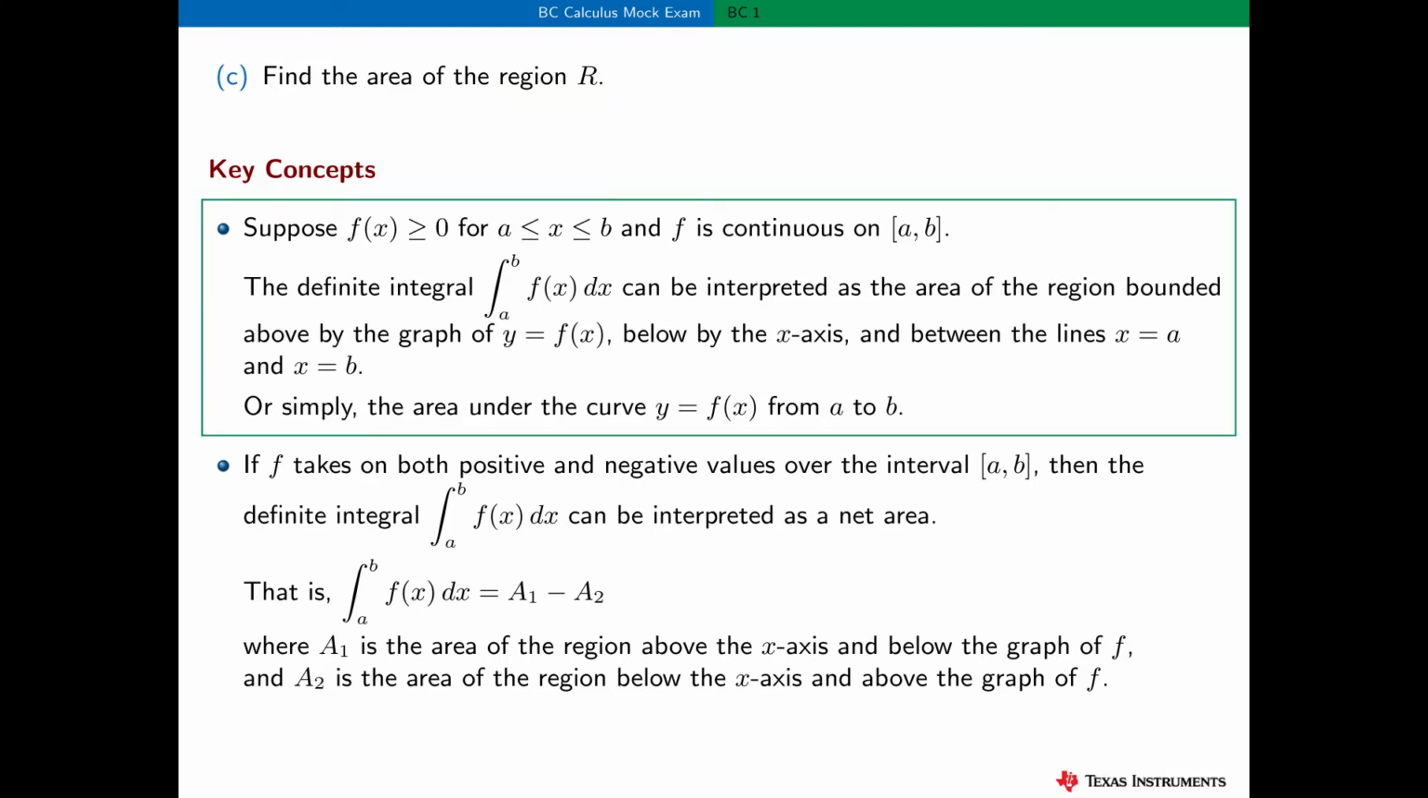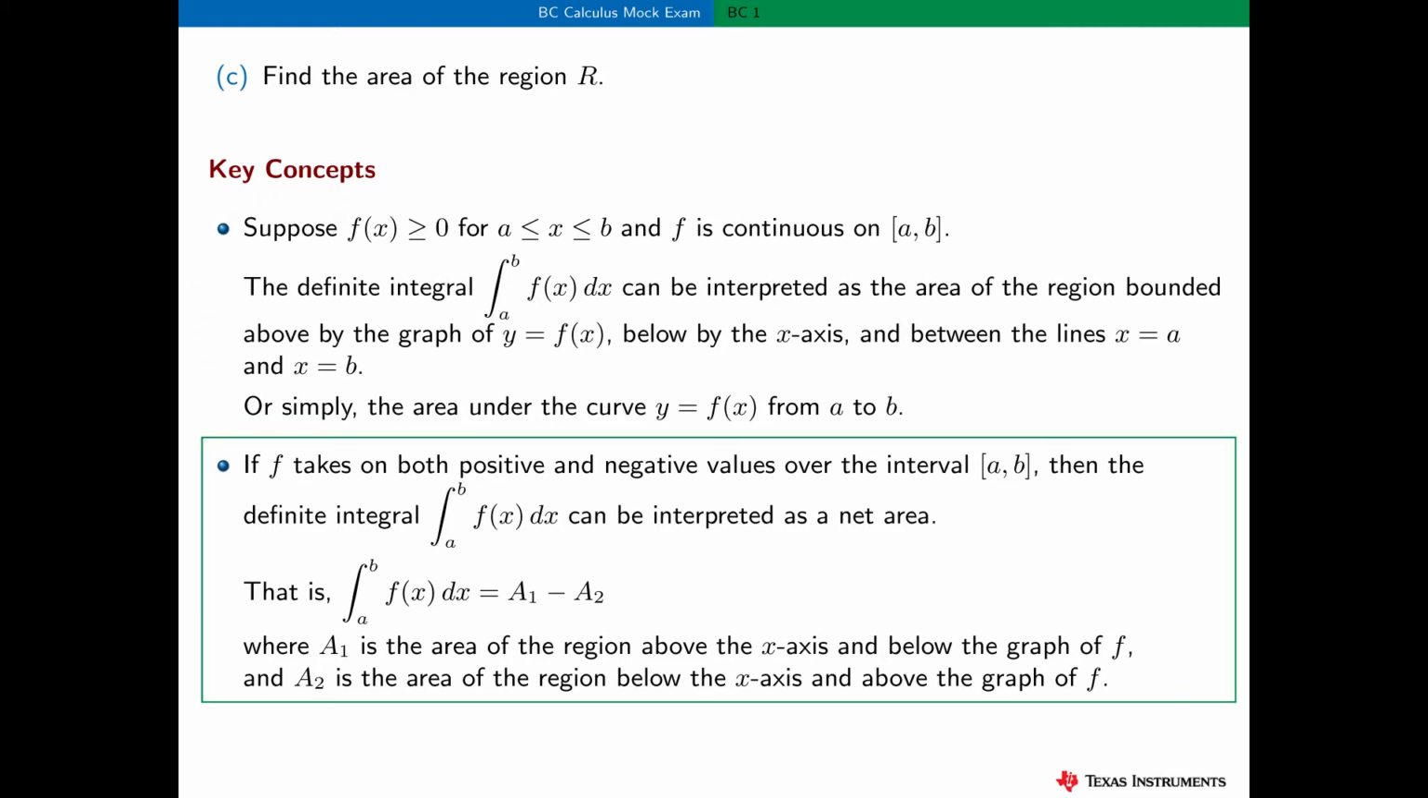Here are some key concepts that we'll need in order to answer this question. This problem involves an application of the definite integral. Suppose the function f is non-negative and continuous on the interval a to b. The definite integral of f of x from a to b can be interpreted as the area of the region bounded above by the graph of f, below by the x-axis, and between the lines x equal a and x equal b. In this case, we usually say that the definite integral represents the area under the curve y equal f of x from a to b.